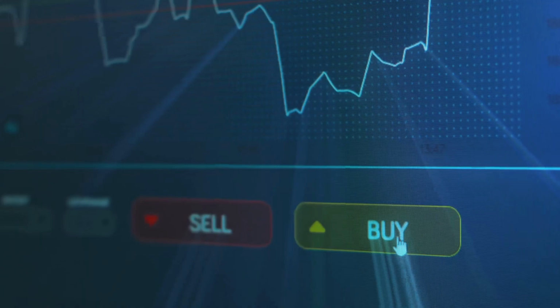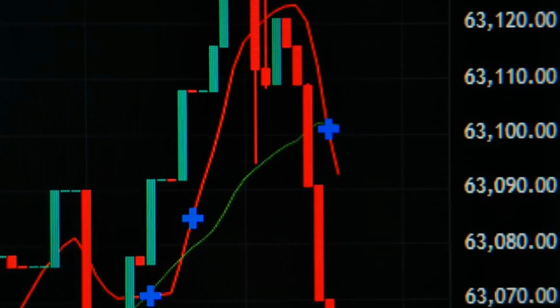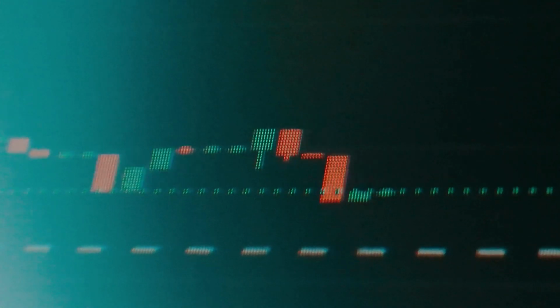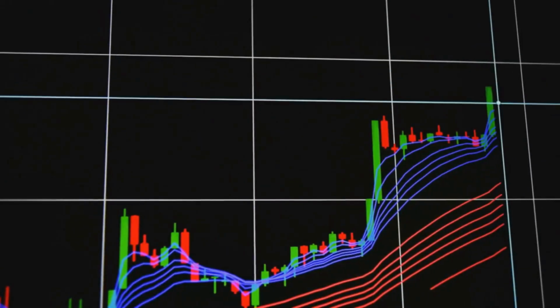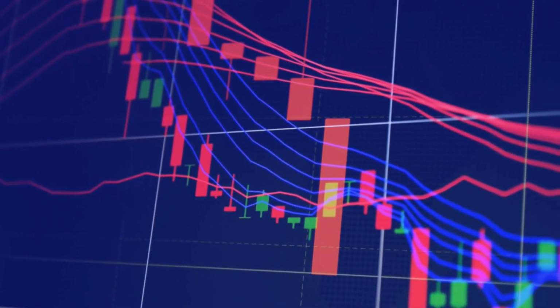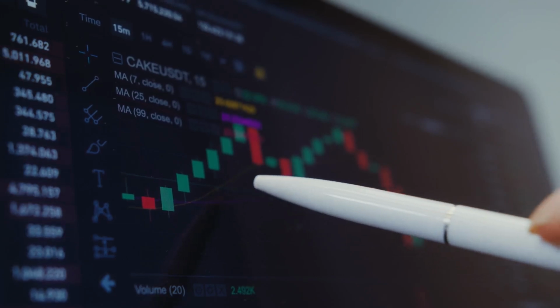Let's get started. Here's what you need to know. Let's break down the Stochastic Oscillator. Developed by George Lane, it compares a security's closing price to its price range over a set period, usually 14 periods. In an uptrend, prices close near their highs. In a downtrend, near their lows. The stochastic makes this relationship clear.